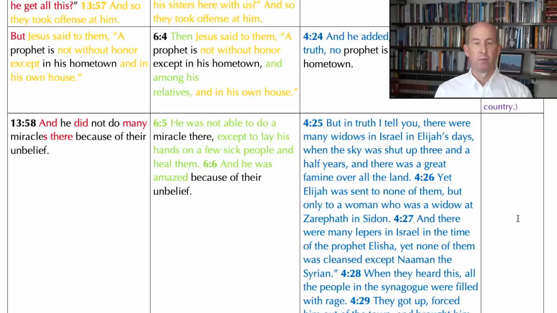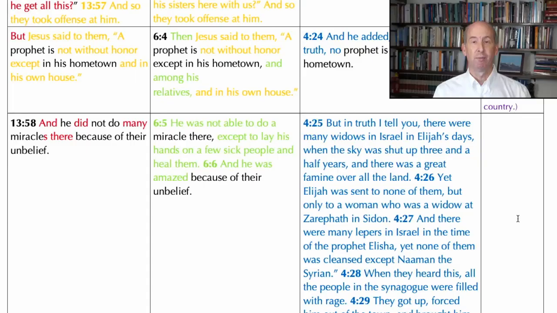There are other places where they seem to be correcting or changing one another's work. When Jesus is rejected in his own hometown, Mark 6:5 says something startling. He was not able to do a miracle there, except to lay his hands on a few sick people and heal them. And he was amazed because of their unbelief. Okay, Jesus did a few healings, but he wasn't able, he couldn't heal people there. Matthew has a lot of common language in black type, but look how it changes.